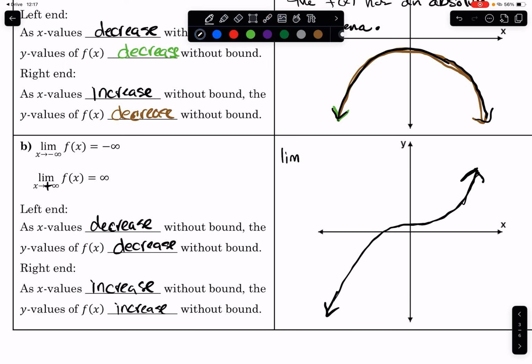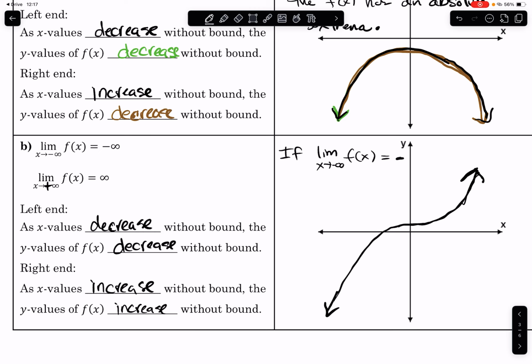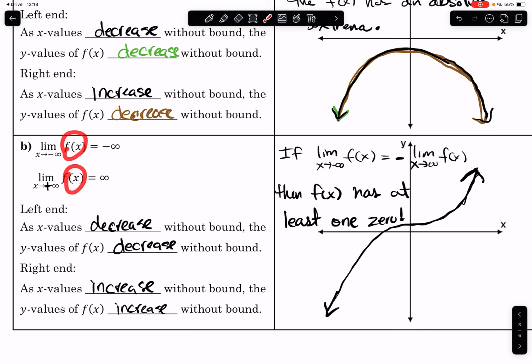So let's write this down. So if the limit as x approaches negative infinity of f of x is equal to the opposite of the limit as x approaches positive infinity of f of x, okay? So if the left hand side equals the opposite of the right hand side, f of x is going to have at least one zero. Again, assuming that these things are polynomials, which I didn't clarify the first time. I'm assuming here that this is a polynomial function, okay?